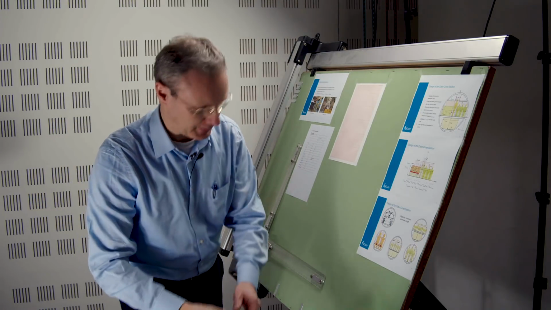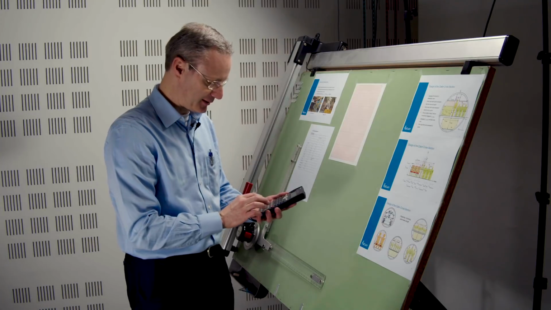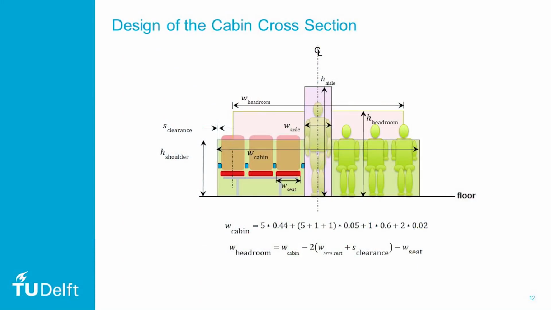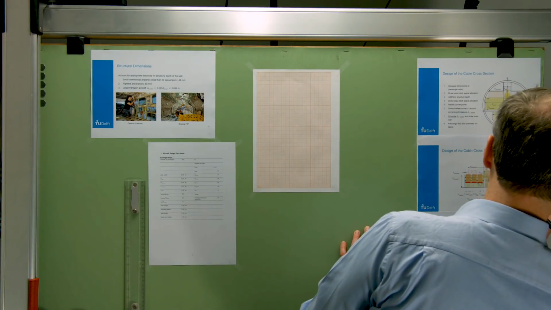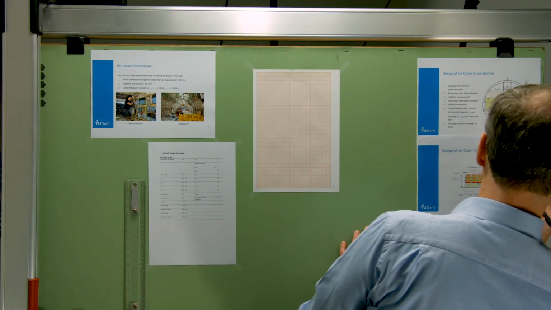So let's see what we have. 5 times 0.44 meters, plus 7 times 0.05 meters, plus 1 times the aisle width, 0.6 meters, plus 2 times 0.02 meters, is 3.19 meters. So this one is 3.19 meters.